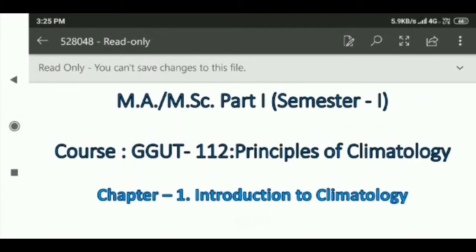Today we look at the first chapter in the subject Principles of Climatology, that is Introduction to Climatology. In this lecture, today we will learn about meteorology and climatology.